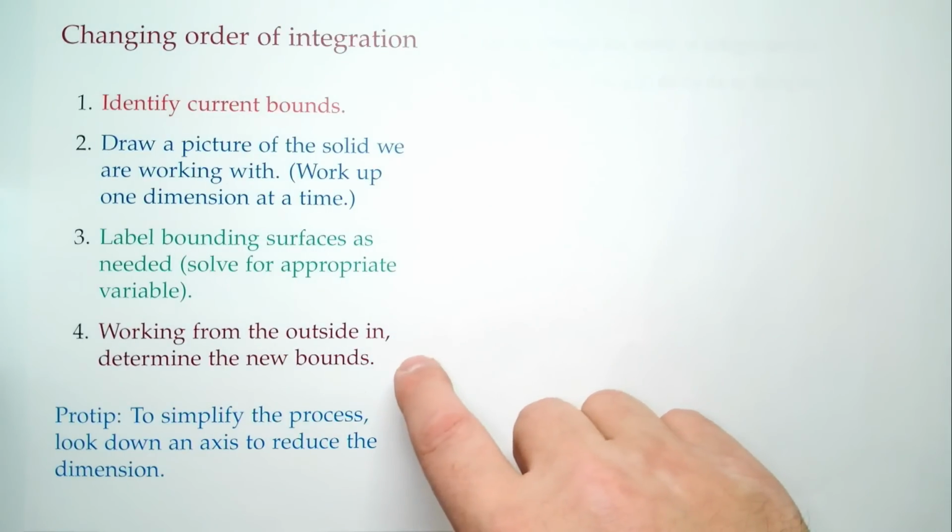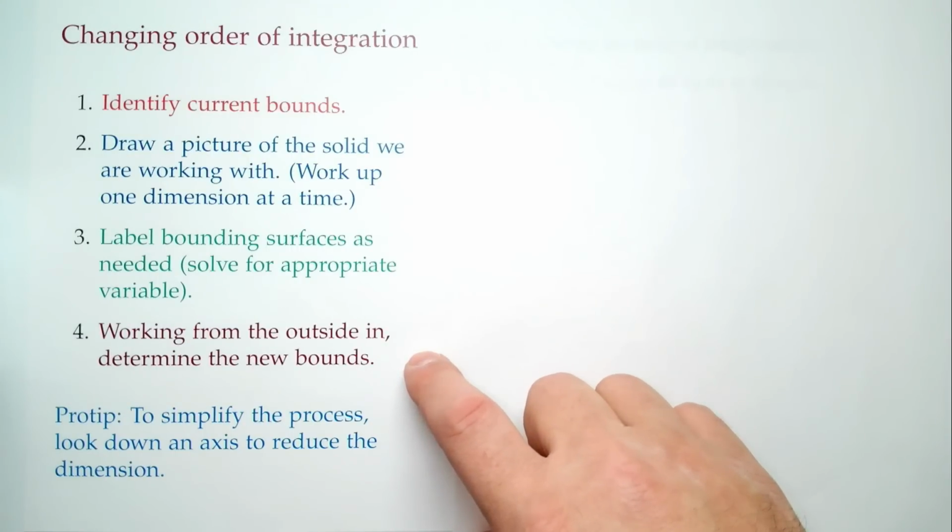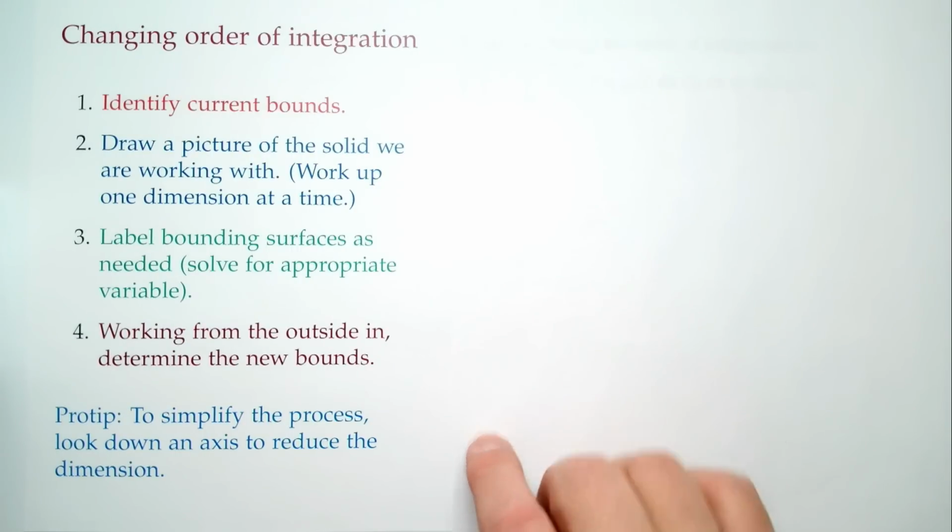And now work from the outside in to determine your new bounds. And I'm even going to include this. I like to say this as my pro tip. To help simplify the process, look down an axis to reduce the dimension. Because when you're starting, your outer integral is just between two numbers. You don't have to see the whole shape to figure out what those two numbers are. So simplify it down to something easier to work with. You can look down an axis and it simplifies your three-dimensional shape. All of a sudden you're seeing its sort of, if you will, two-dimensional shadow. And that can help you simplify what's going on.